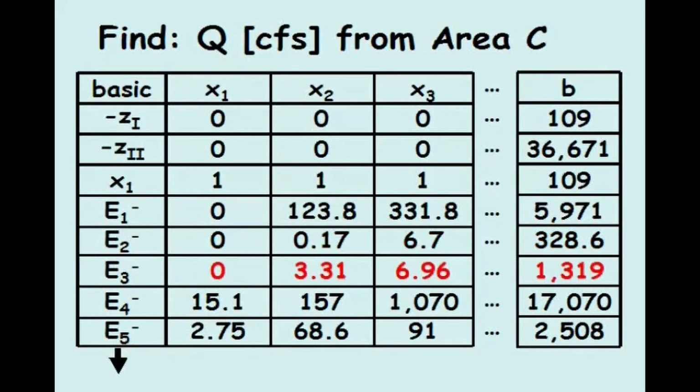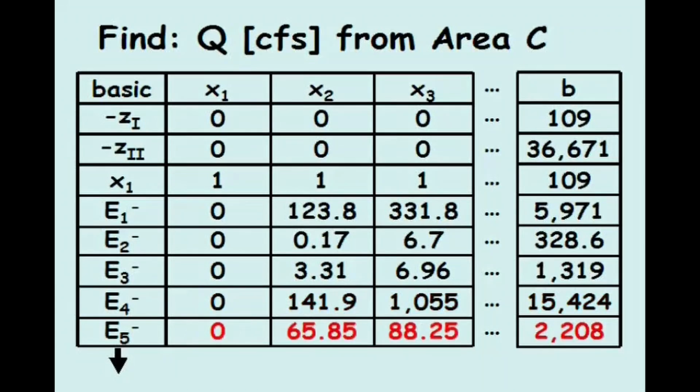subtracting 15.1 times row x1 from row E4 minus, subtracting 2.75 times row x1 from row E5 minus, as well as subtracting 1.25 times row x1 from row E6 minus, subtracting 3.5 times row x1 from row E7 minus, and subtracting 2.2 times row x1 from row E8 minus.